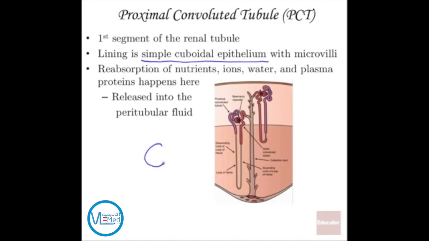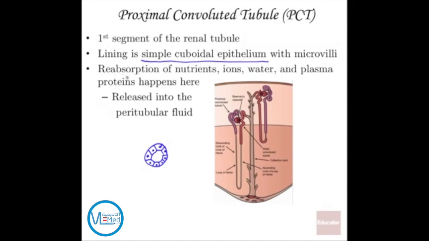If you were to take a cross section of the PCT, you would see kind of cube-looking, one cell layer thick cells. And of course, they're all going to have their own little nucleus. So here's that rounded cuboidal epithelium. This would be called the lumen, the space within this tube. And reabsorption of nutrients happens here.